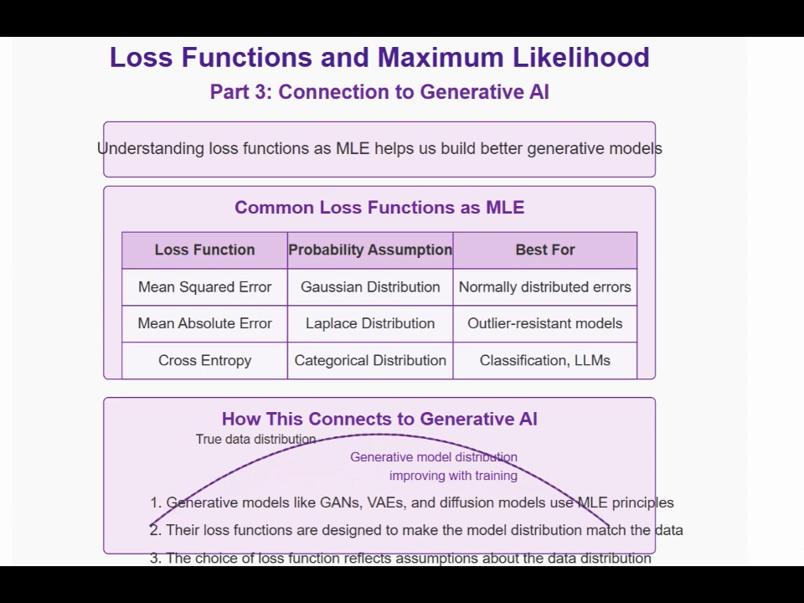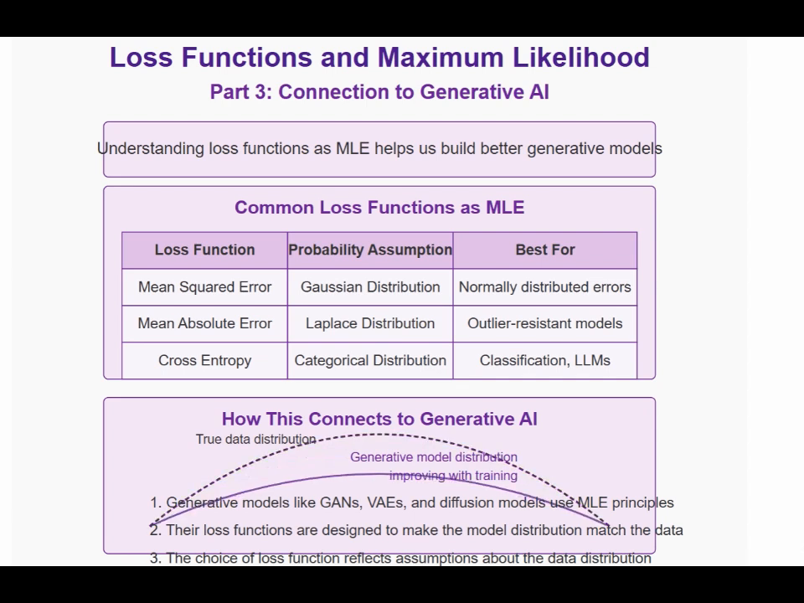Diffusion models, which have produced some of the most impressive recent image generation results, use noise prediction losses that correspond to maximizing the likelihood of the denoising process, matching the data distribution. The visualization shows how a generative model's distribution gradually improves during training to better match the true data distribution, the fundamental goal of all generative AI systems.